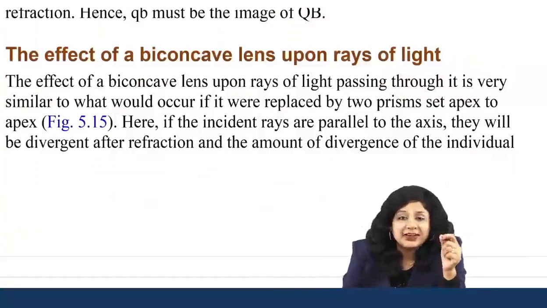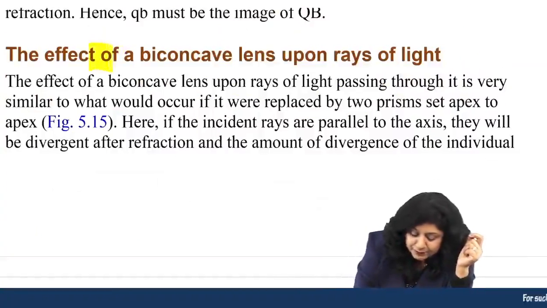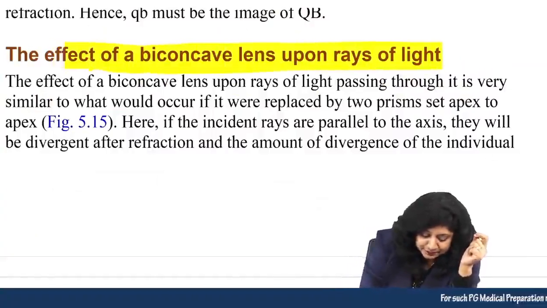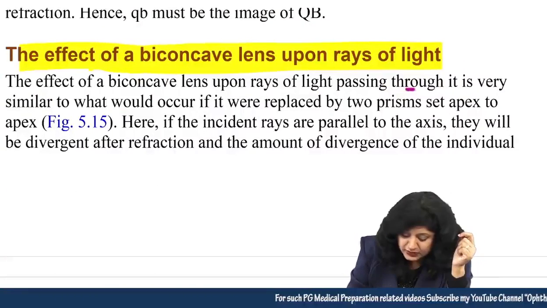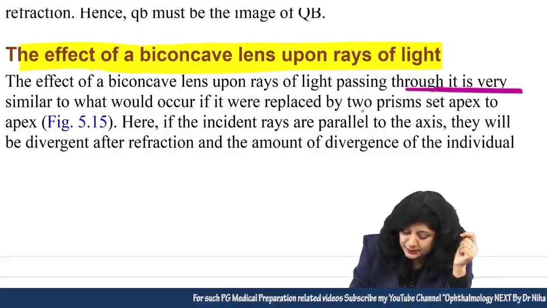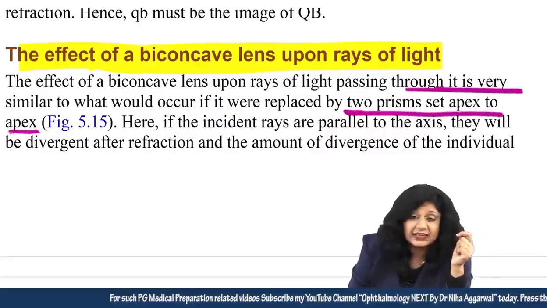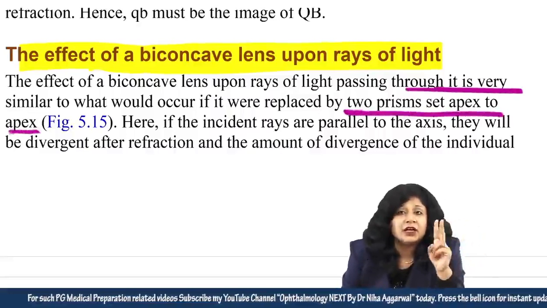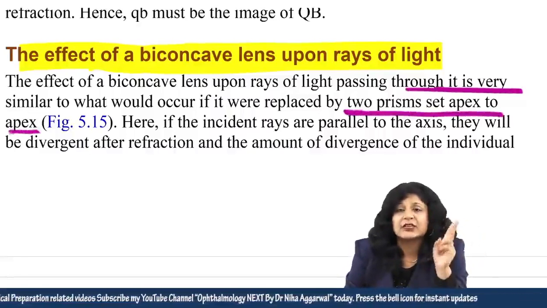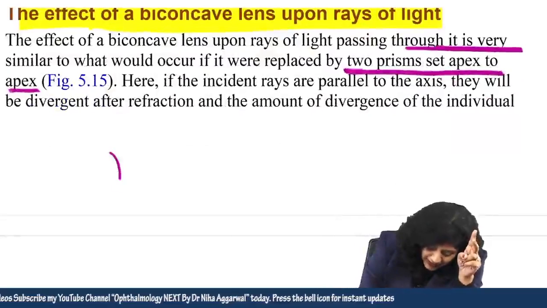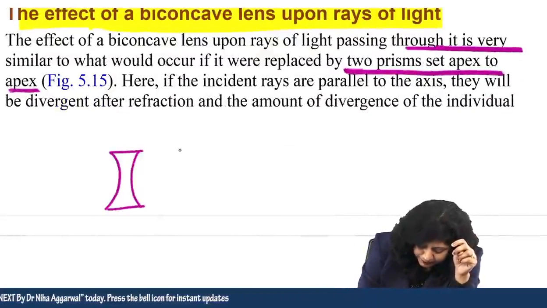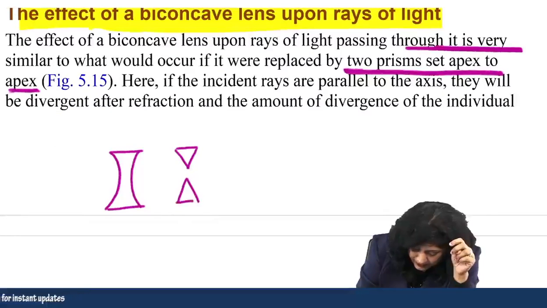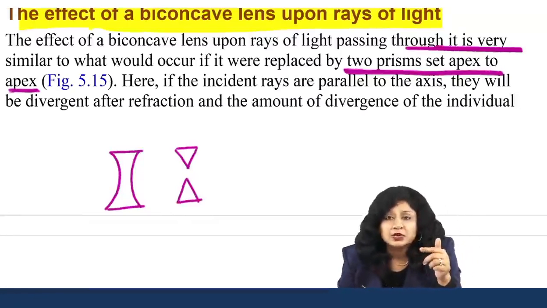Okay. Now we'll try to read the effect of a biconcave lens upon the rays of light. The effect of a biconcave lens upon the rays of light passing through it is very similar to keeping two prisms apex to apex. Like in cases of the biconvex, we were comparing them to two prisms kept base to base. Now if I have something like this biconcave, you have to compare it to two prisms which are kept apex to apex, something like this, and the rays will be bent towards the base.